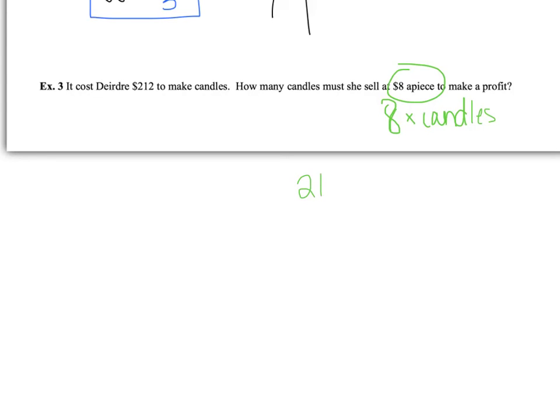So we're going to put 212 on the right hand side, and it needs to be the smallest number that I make. So it's going to be this sign here, because I want the hungry alligator facing away from 212. So this is the smallest number. So on the left hand side I want 8 times the number of candles, so I'll use C to represent number of candles.